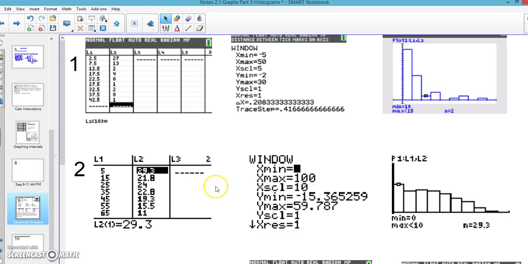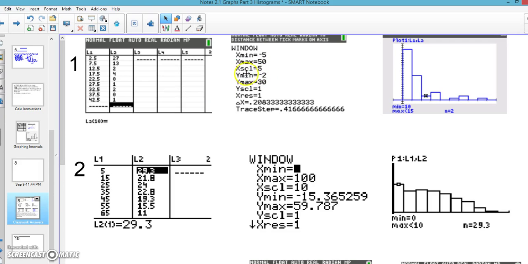Okay, so let's check our answers. I've taken a screenshot of my stat enter lists, the window I chose, which yours might be slightly different from, and then the graph. On this first one, the classes go from 0 to 5, 5 to 10, and so on. I found the number in between those two, then put in the frequencies. Since I was starting at 0, I gave myself a little bit of space on either side: negative 5, and since I ended at 45, I went up to 50.